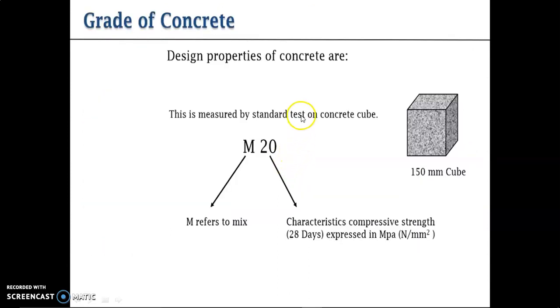Now in this subject, you will see this notation again and again in every question. This is the mix design. Here M refers to mix and 20 is the characteristic compressive strength. It means we want to cast a cube of M25. M25 means you have to cast an M25 cube. So 25 is the characteristic compressive strength, meaning your cube strength is 25 or more, not less than 25. So here we use M20.